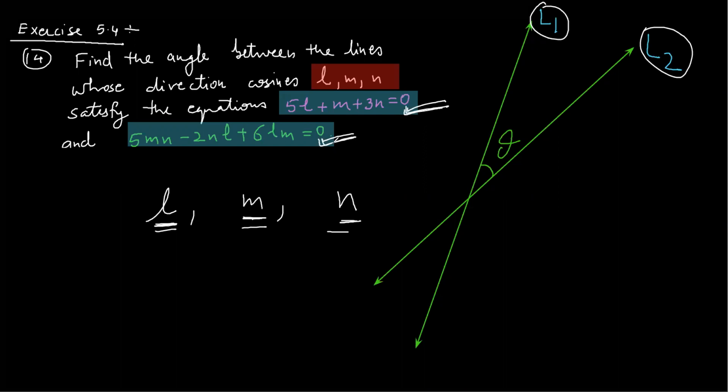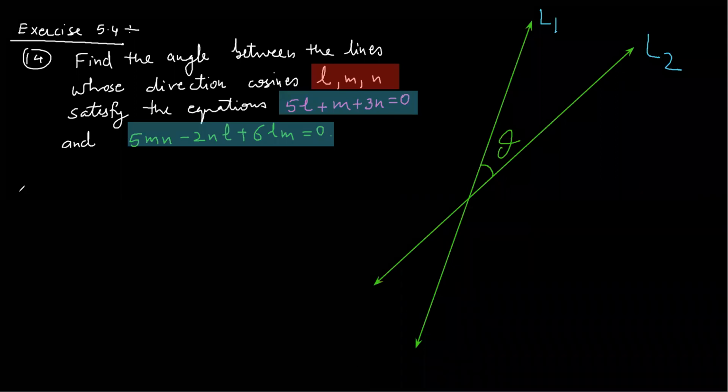In short, the DCs of both the lines are satisfying both given equations. They are satisfying these two given equations. You will practice this problem. I'm going to give you the solution and you will practice it minimum 3 times. You will try to write the answer and learn it well, because such a question, if asked in the exam, is going to be minimum 4 marks.